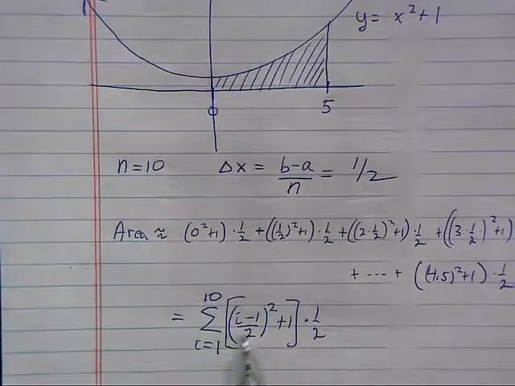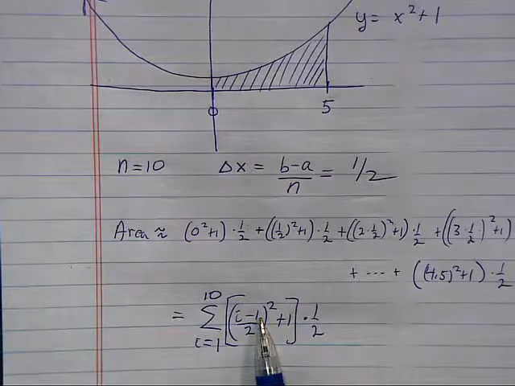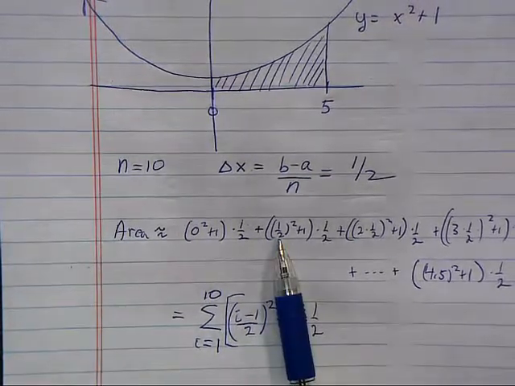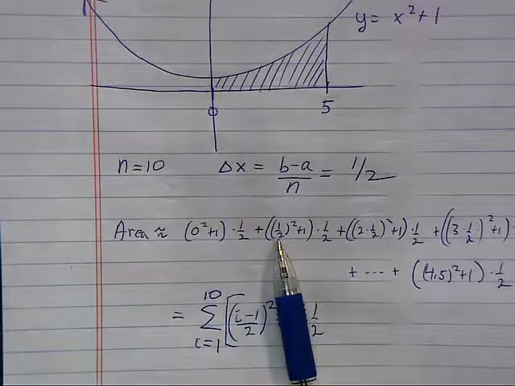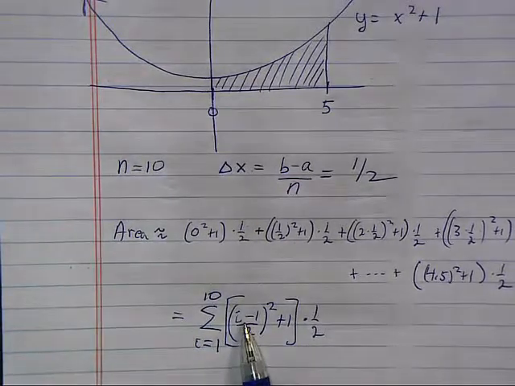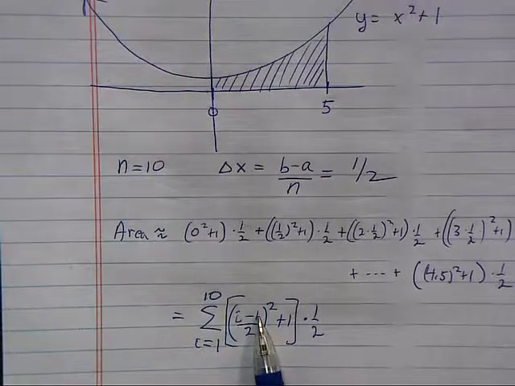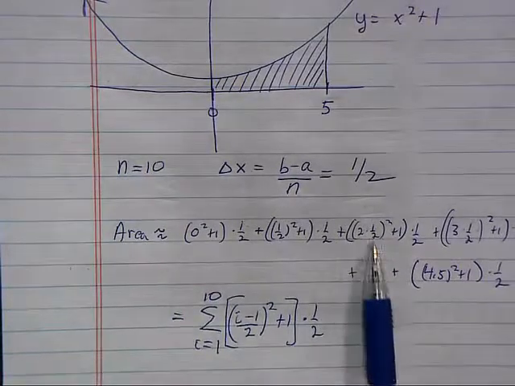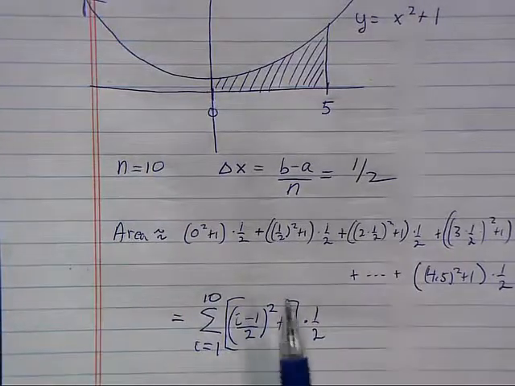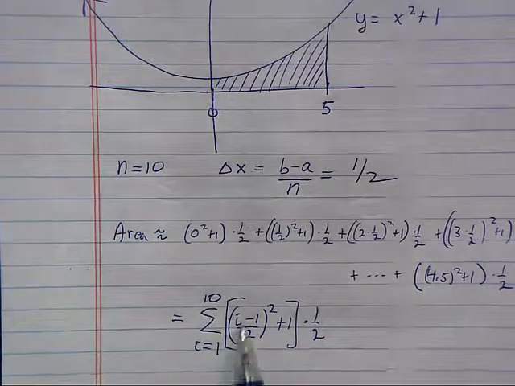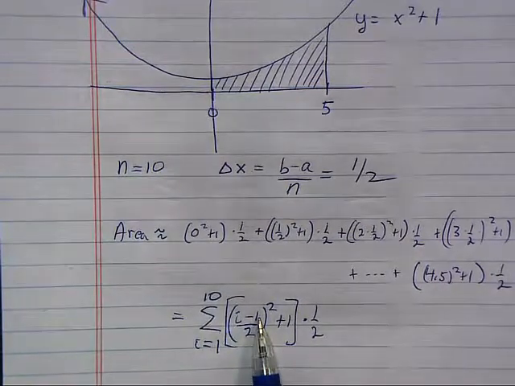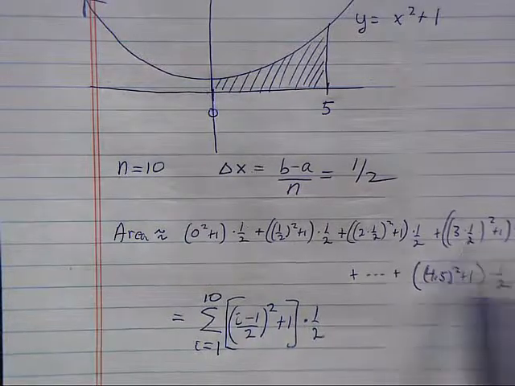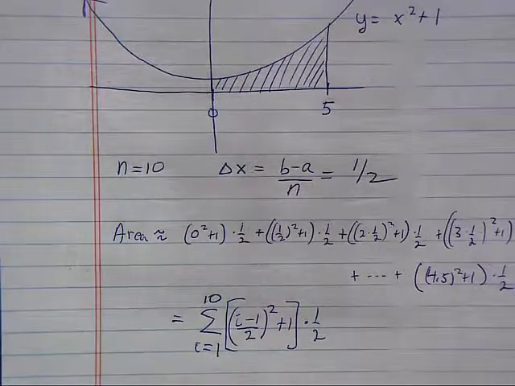Now what happens when I plug in 2? What's 2 minus 1? 1. So that's going to be 1/2 squared. That would give me the 1/2 squared, wouldn't it? Plug in 3, what do you get? 2 times 1/2. So 2 over 2, 2 times 1/2 squared. The next one would be plug in 4. 4 minus 1 is 3. 3/2 squared. All right. Now what?